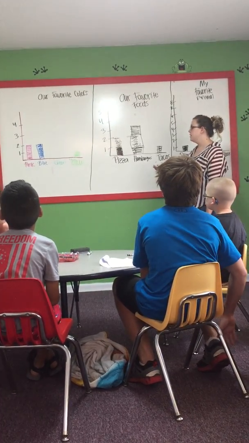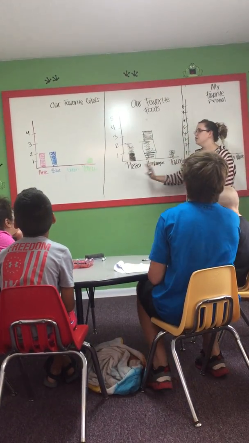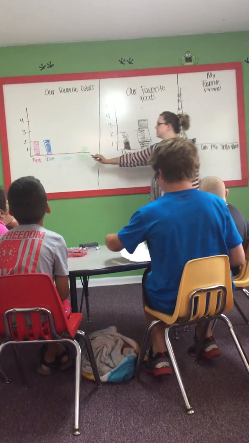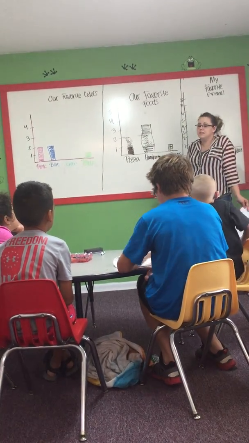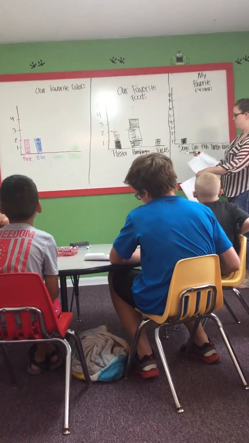You're exactly right. So as long as you have more than one piece of information, you can make an accurate bar graph, okay? But you have to have more than one. This one has 4, this one has 3. You can have lots of information, okay? All right, let's move on to the next one.